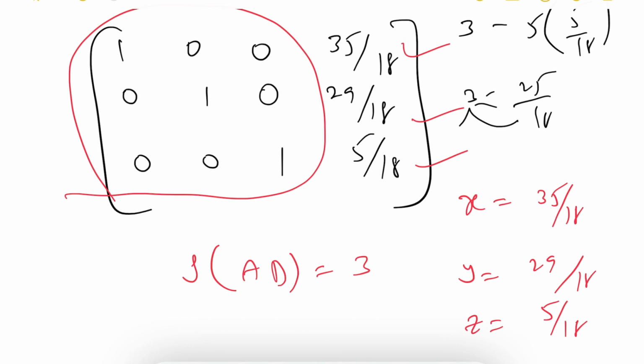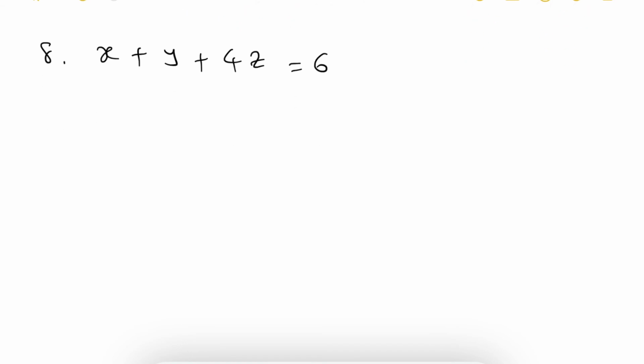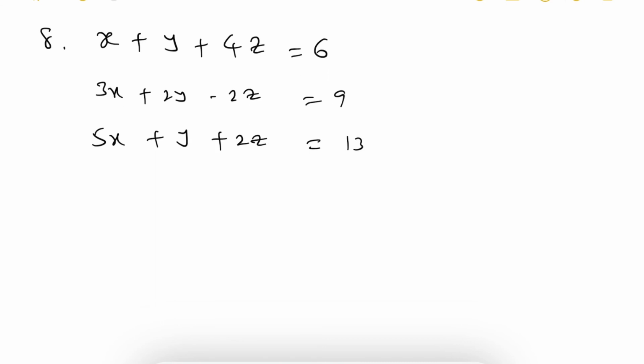Okay, next let us move to the last question, the 8th one in this exercise. X plus Y plus 4Z equals 6. 3X plus 2Y minus 2Z equals 9. 5X plus Y plus 2Z is equal to 13.